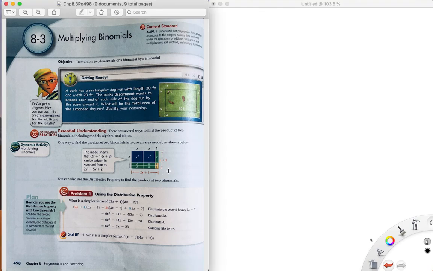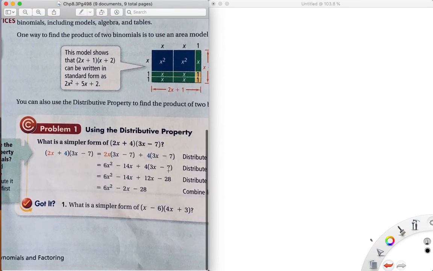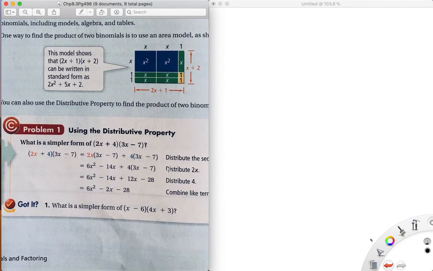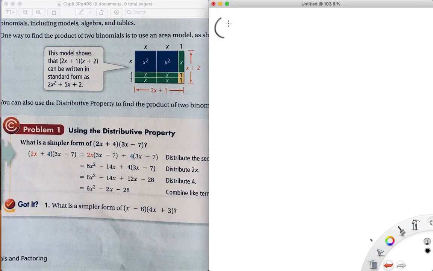And you get the same amount doing the distributive property or FOIL. And I think those two are better and superior. So we have x minus 6, this is got it 1a, or 1, times 4x plus 3. So this is using the distributive property method.